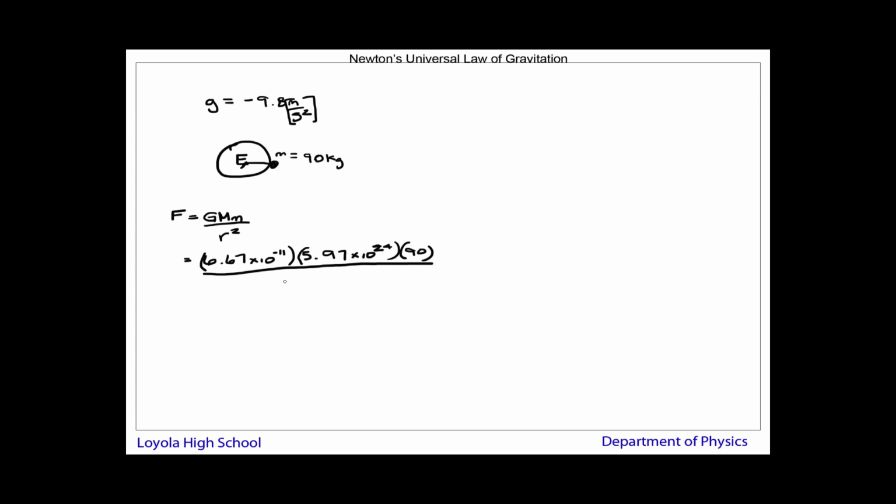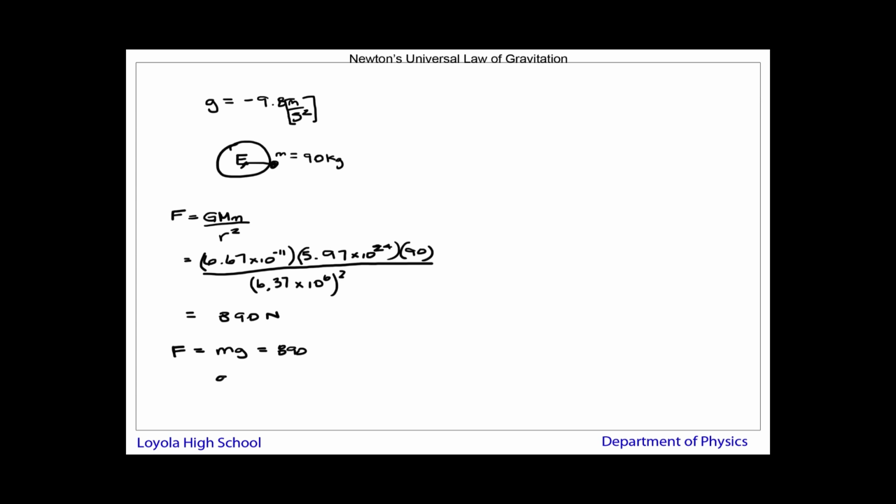Since we're on the surface of the Earth, the radius of the Earth is 6.37 times 10 to the 6 meters, squared, which gives us a value of 890 newtons. Now that's the force acting on it, which is still mg, and that's 890.